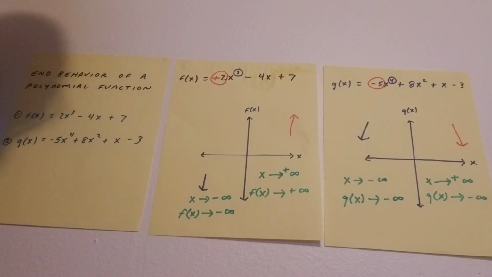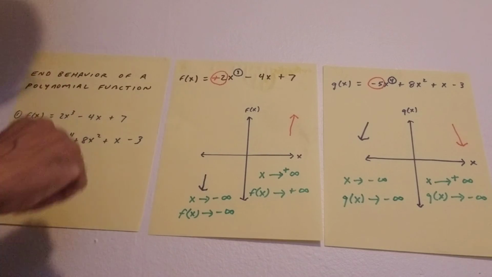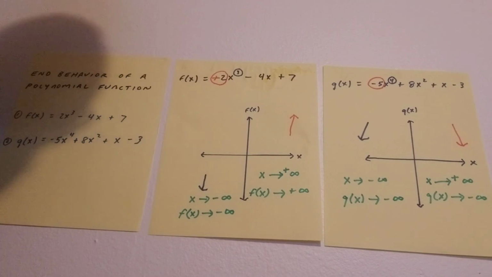These are two examples. There are 4 possibilities for end behavior of polynomial functions. In part 2, I will show you the other 2 possible results.